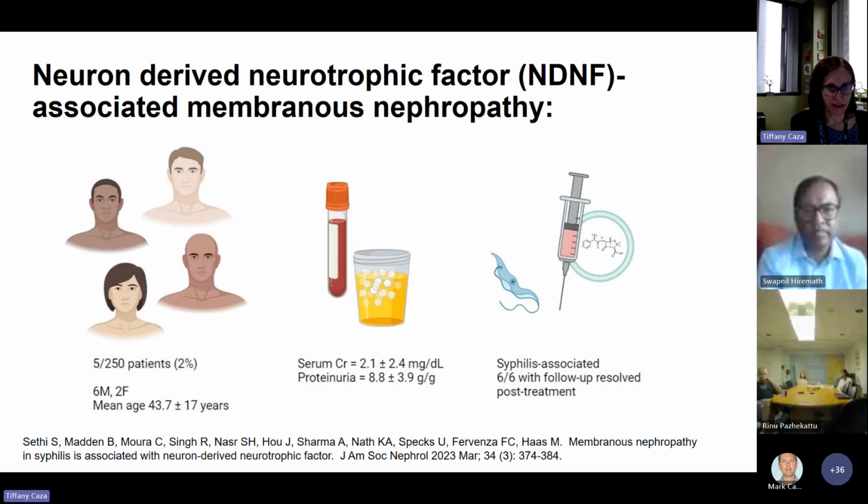Neuron-derived neurotrophic factor is a type of membranous that is seen in patients with syphilis. This was a study at the Mayo Clinic that looked at 250 patients, of which 5, or 2%, in total had NDNF-associated membranous, and these patients all had syphilis, which resolved with successful treatment.